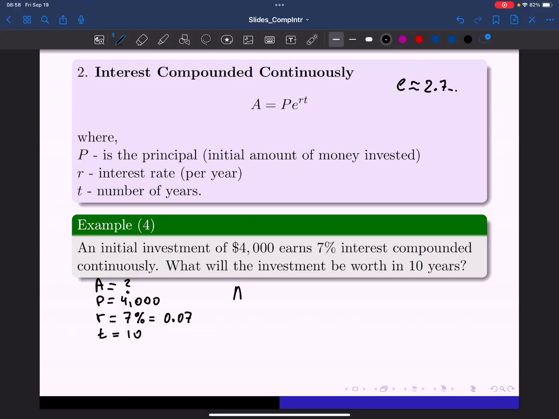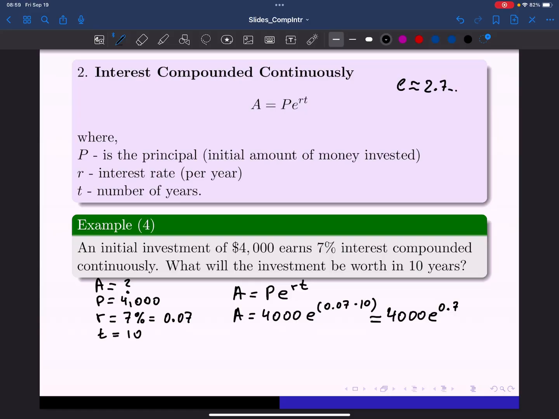Then we write the formula A is equal to P e to the power RT. We substitute 4,000 e to the power of 0.07 times 10. 0.07 times 10 is 0.7. So we have 4,000 e to the power 0.7.